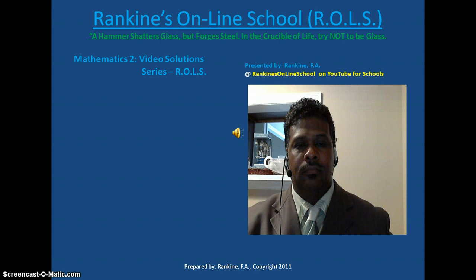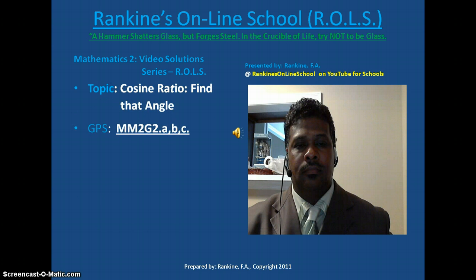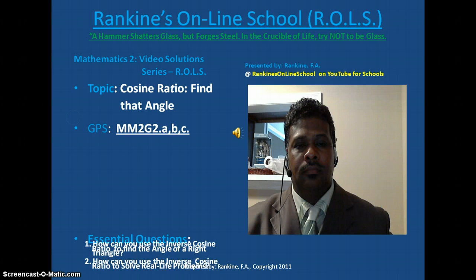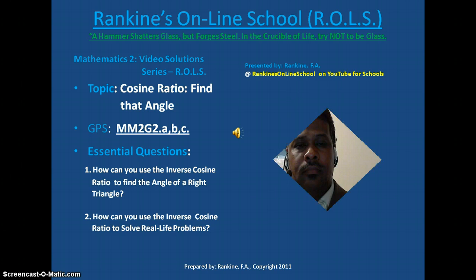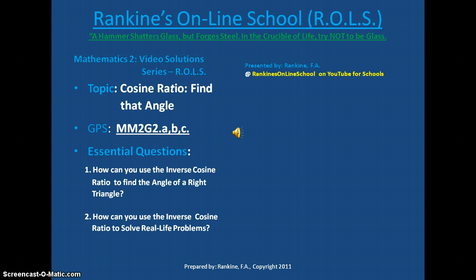In this presentation, we'll be looking at the cosine ratio, find that angle, and the Georgia performance standards that will be driving our discussions are MM2, G2.A, B, and C. And the essential questions are: how can you use the inverse cosine ratio to find the angle for a right triangle? And how can you use the inverse cosine ratio to solve real-life problems?